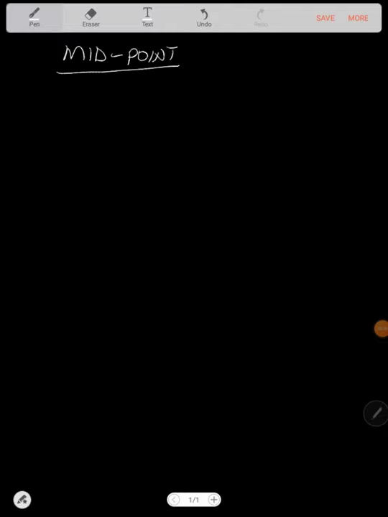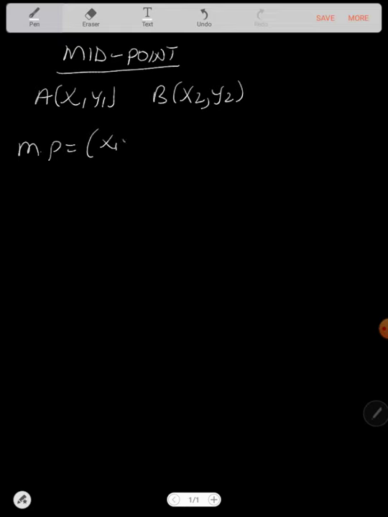Okay, let's go to another part, the midpoint. How can you find the midpoint between 2 points? For example, let's call these A and B. So how can you find the midpoint? Now midpoint is equal to (x1 plus x2 divided by 2, comma, y1 plus y2 divided by 2). That gives you the midpoint.